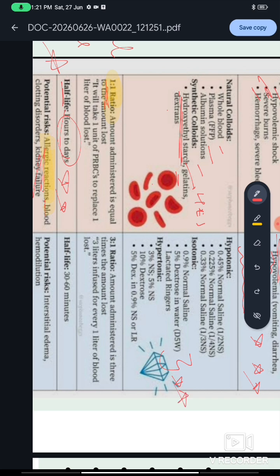These are very important. Dextrose is for pediatric patients. Normal saline, most commonly used. Ringer lactate, best fluid in case of burns. Best fluid for early management of burns patient. Ratio is 3:1. You have to give more crystalloid than the blood or fluid lost.